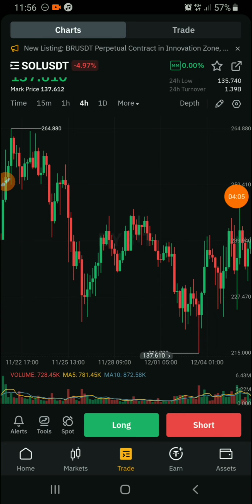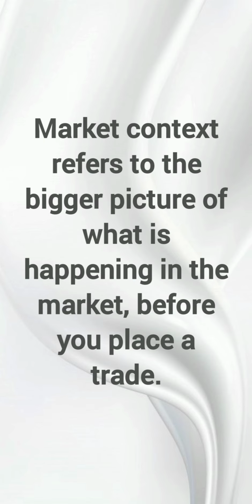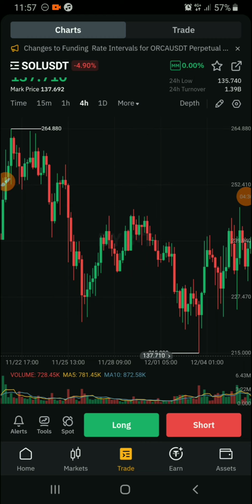Now guys, before we trade with the Fibonacci retracement indicator, you need to understand some key factors to maximize its effectiveness and avoid some common mistakes. Market factor is everything, guys. So there's the first one, we call it market context, right? So market context refers to the bigger picture of what is happening in the market before you place a trade.